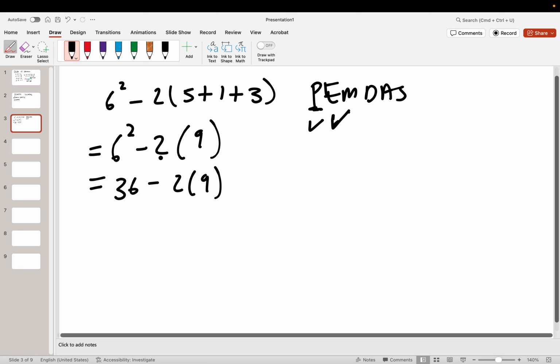And now we're going to do addition and subtraction, also left to right. So it's going to be 8 plus 27, which is 35 minus 3. And my final answer is 32.